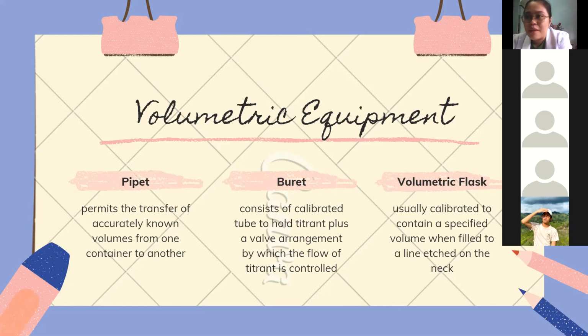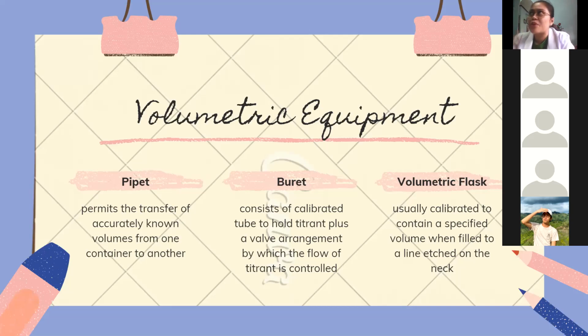So without the measurement. Do not forget, when you say pipette, we use the pipette to transfer accurately known volumes of our liquid from one container to another. And when you say burette, our burette, class, is a very long tube that is calibrated. When you say calibrated, it has graduation marks for the measurement of the volume. And at the end of the tube, there is a stopcock that is used to control the flow of the liquid.